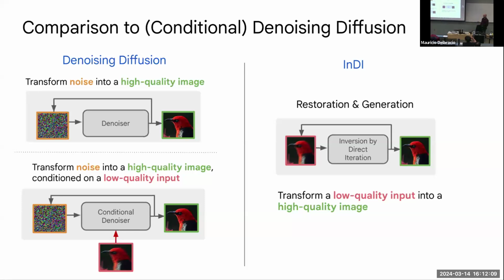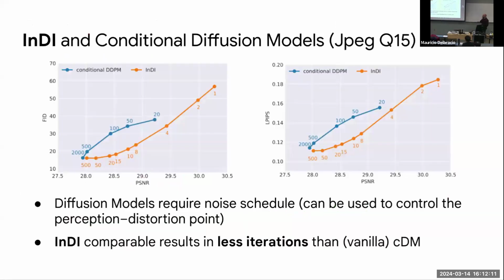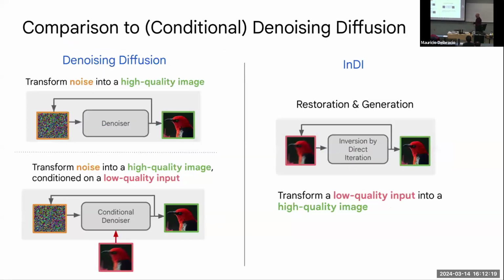So what you're comparing here as the conditional diffusion model or conditional DDPM is, you mean during training, the pair data is also used to train it? Exactly the same model. The only difference is that the input is one image here and two images there, because it's the noise vector and the low quality input. But the architecture is exactly the same, training is exactly the same.